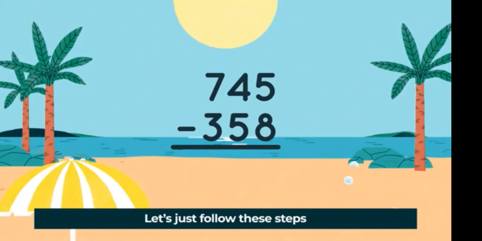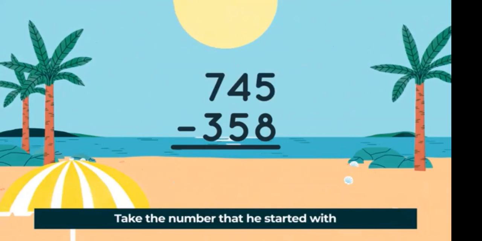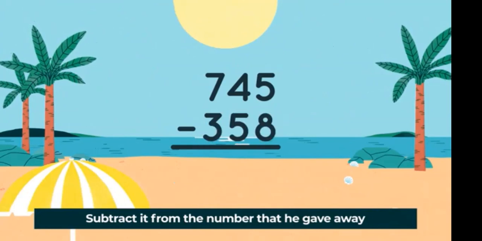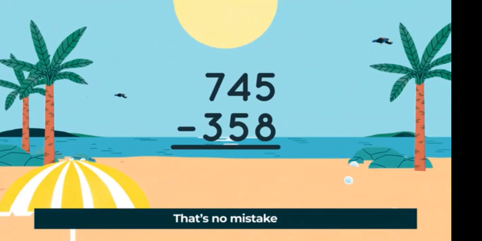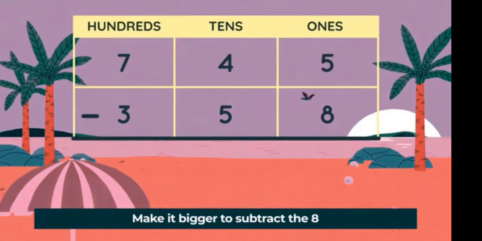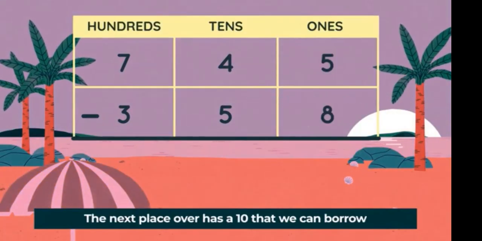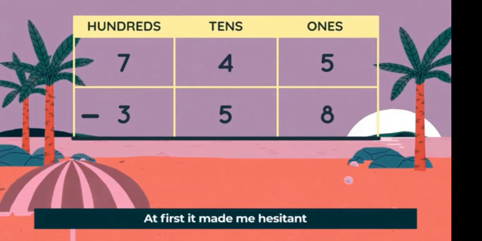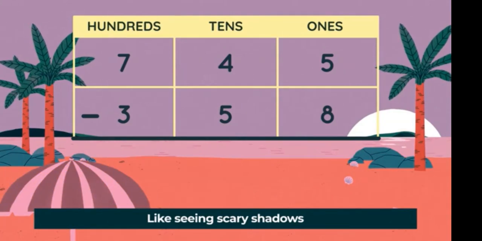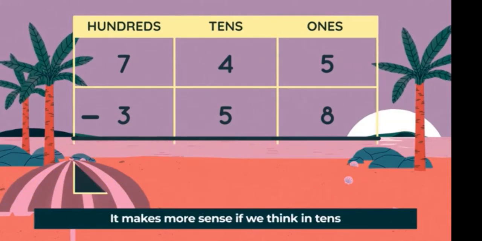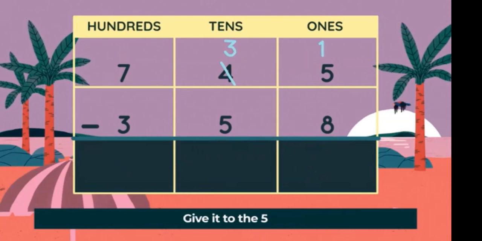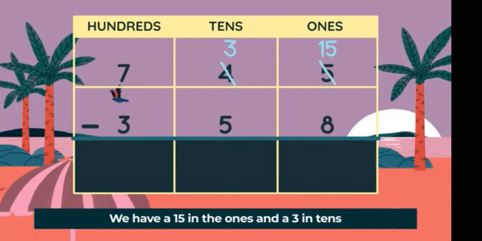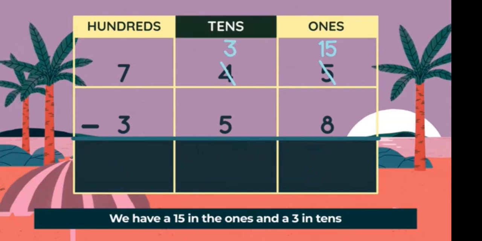Let's just follow these steps. Take the number that he started with, subtract the number that he gave away, subtracting right to left. 5 minus 8, that's no mistake. We have to take the 5, make it bigger to subtract the 8. The next place over has a 10 that we can borrow. At first it made me hesitant, like seeing scary shadows, but think about it, it makes more sense if we think in tens. We take the 10 from our 4, give it to the 5. We have a 15 in the ones and a 3 in tens.